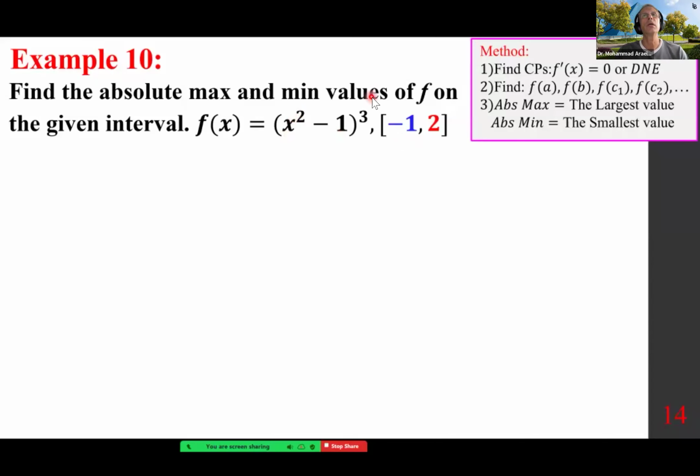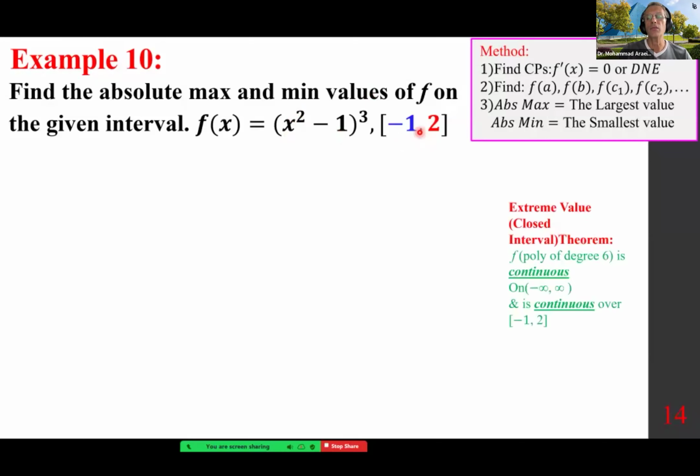Every polynomial has a domain of negative to positive infinity, which makes it continuous from negative to positive infinity. Therefore, it's continuous in the given interval of minus 1 to 2. So it's a polynomial of degree 2 times 3 equals 6. And now we can go with the methodology, and we are going to find critical points by finding f prime of x.